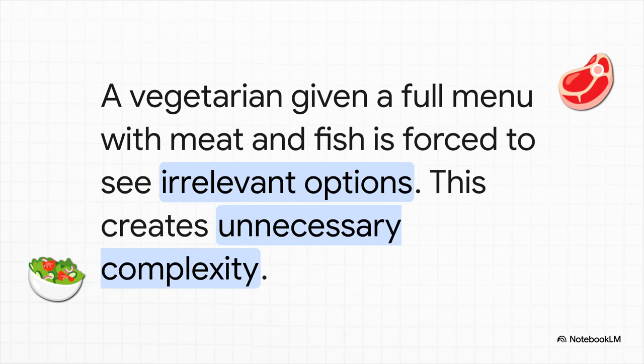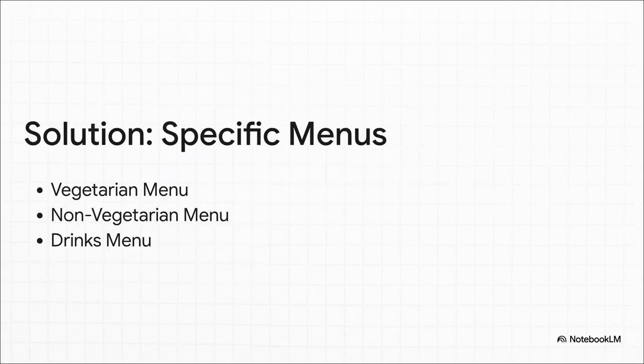Here's another real-world analogy. Imagine you're a vegetarian and you go to a restaurant. The waiter hands you this giant leather-bound menu with pages and pages of steak, seafood, chicken, and then, tucked away in the back, is the one vegetarian option. You had to wade through all this irrelevant stuff just to find what you needed. It's just noise and makes things harder than they need to be. So what's the better way? It's obvious, right?